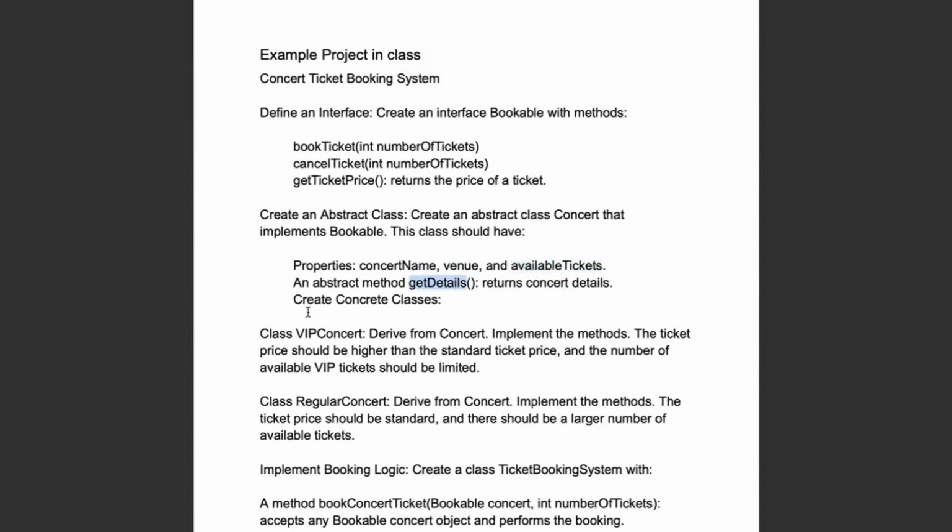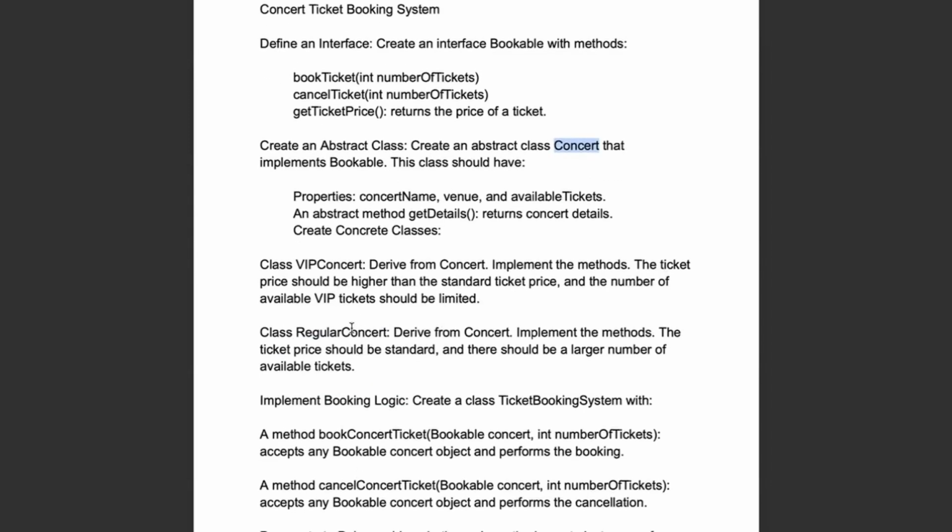Okay, now you have to create concrete classes. Sorry for this formatting, it's a little here and there. So you have to create two concrete classes: VIP concert and regular concert. So there will be VIP seat and regular seat. That will extend from the concert class. Okay, so ticket price will be higher here, and number of VIP tickets should be limited. So the number of available tickets also will be limited.